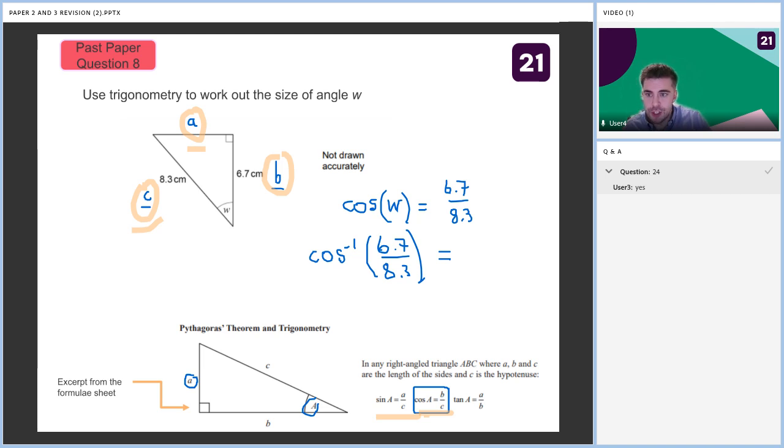Put that into your calculator then, ladies and gents. We've got 36.2 degrees for our missing angle. Again, I've rounded that to one decimal place, unless the question says otherwise. So again, anything to do with trigonometry, if you're unsure, check the formula sheet. I know some of you have been taught it without using that formula, and that's fine. But if you need the formula sheet, remember it's there.